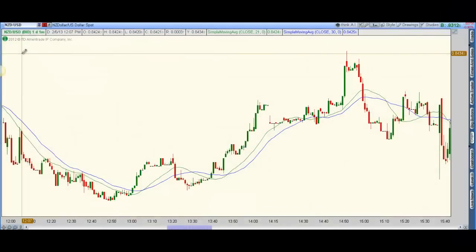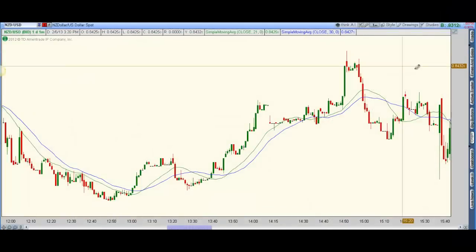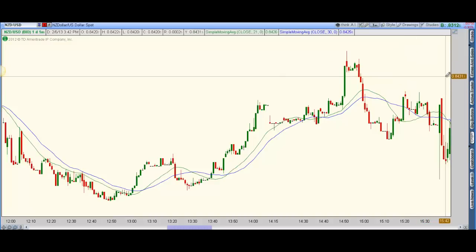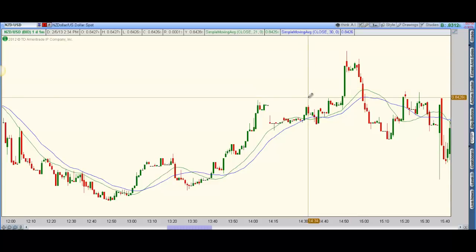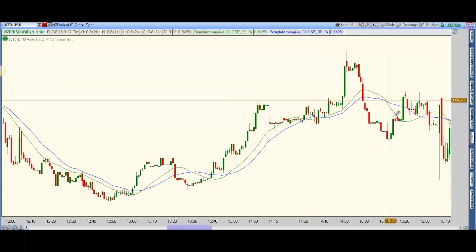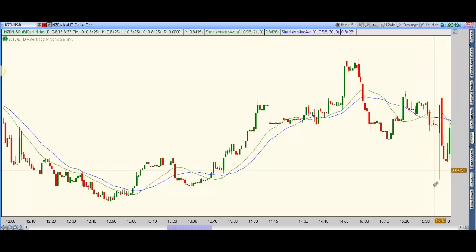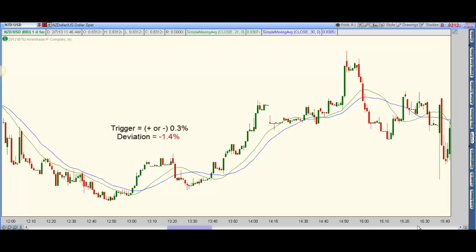We're currently looking at the New Zealand USD chart. This is right prior to the release. Again, my time zone is 1 hour behind Eastern Standard Time, and this is the New Zealand USD 1 minute chart. Now the trade plan called for two trades. One was the spike trade, one is a continuation trade, and both of those are based on a trigger of plus or minus 0.3 from the forecast to the actual.